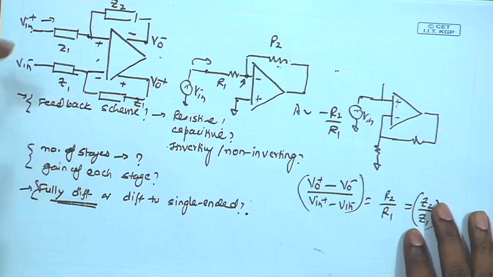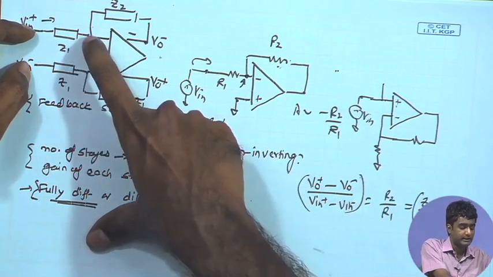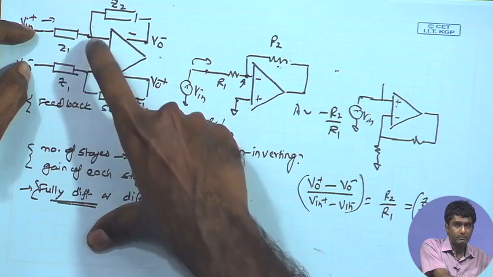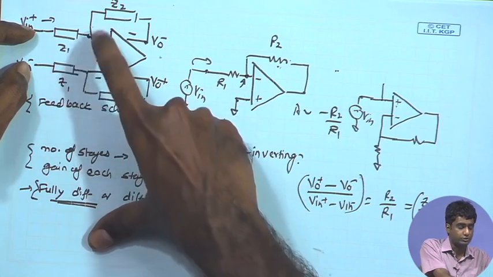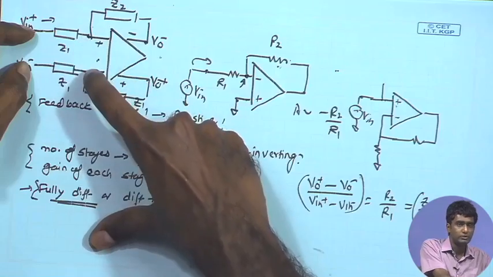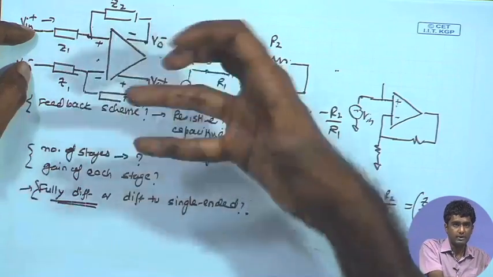Therefore, if I look at a differential source, suppose there is a differential source, I am defining the source as Vin+ minus Vin-. Overall it is experiencing Z1 and Z1 between these two AC grounds, which are supposed to remain close. So these two signals, these two values will remain very close.